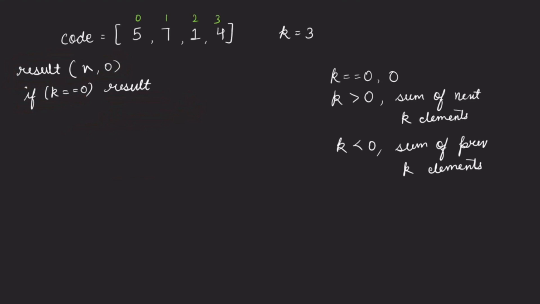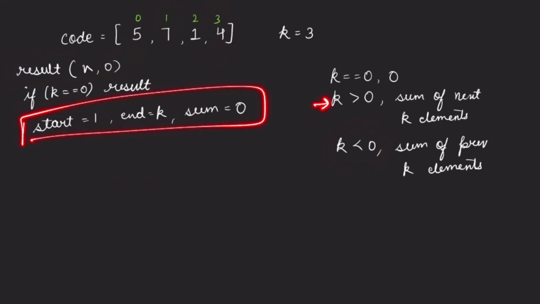So in a sliding window, we always have a starting index and an ending index, right? So for the first element, the starting index will be 1 and the ending index will be k, right? So we will take two variables, start equals 1, end equals k. And initially, we will take the sum as 0, right? Now we need to check if k is less than 0. So if our k is positive, in that case, this is okay.